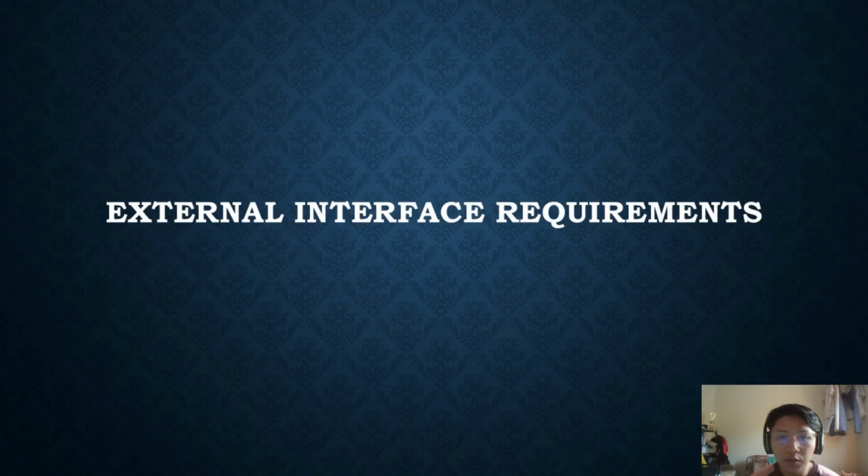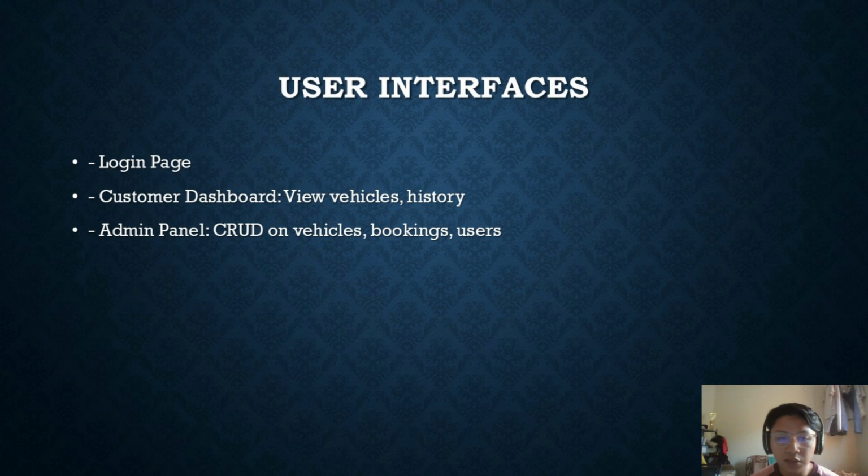Now I will explain the external interface requirements of the car rental system. This part outlines how users, hardware, software, and communication technologies will interact with the system. First, the user interface. The system provides a login screen for both customers and administrators, where users enter their email and password. A forgot password option is also available for account recovery.